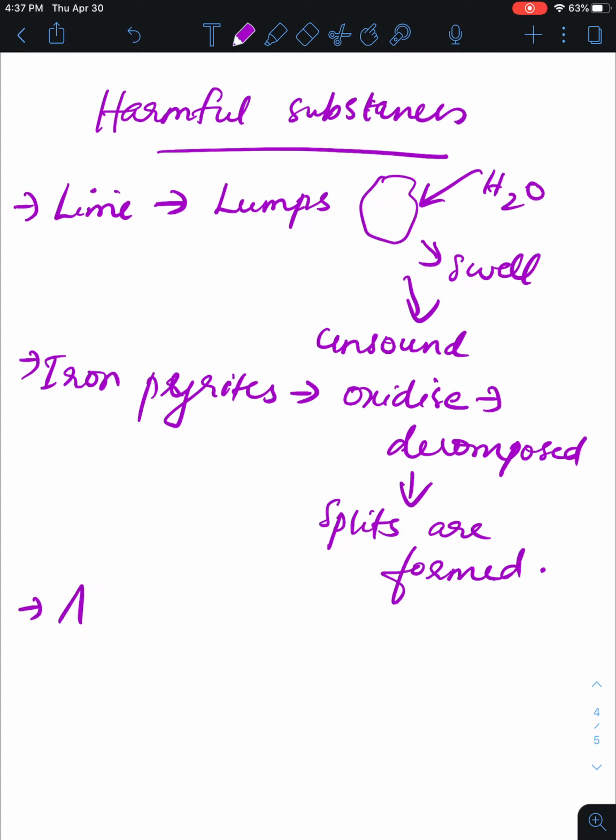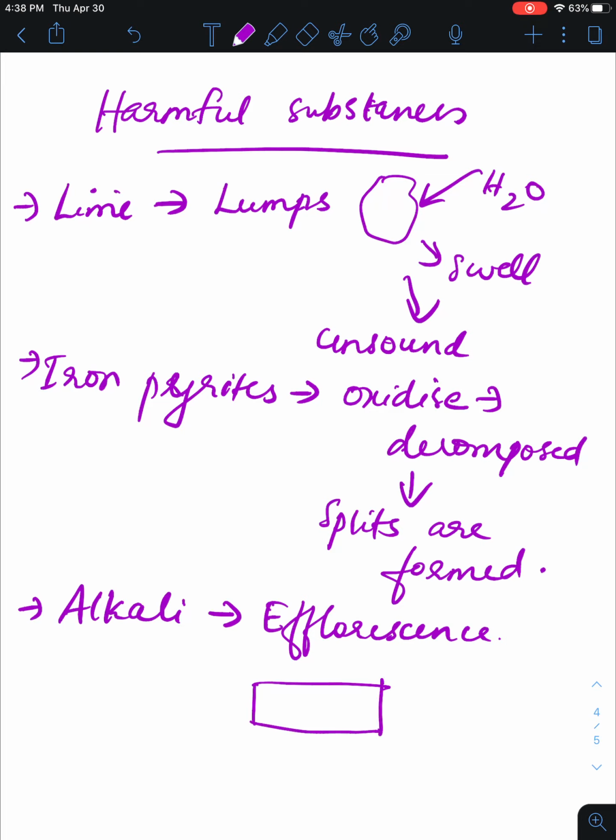The next one is alkali. In limited quantity there is no problem, otherwise it will cause efflorescence. What is efflorescence? When the brick has moisture content, when H2O is present in it, this moisture is absorbed by the alkalis and it crystallizes, occurring as white particles, as white patches on the surfaces.